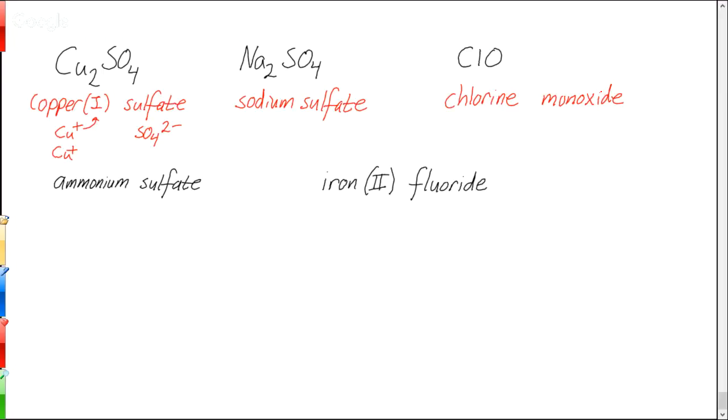Okay, then the last two, we're going to write some formulas. So to write the formulas, we just write down each ion and then combine them so that the charges balance. So ammonium is NH4 and +1. Sulfate is SO4 and -2. So to combine those, we need 2 of the ammoniums so that we have 2+ and 2- overall. That compound then looks like, or that formula looks like this.